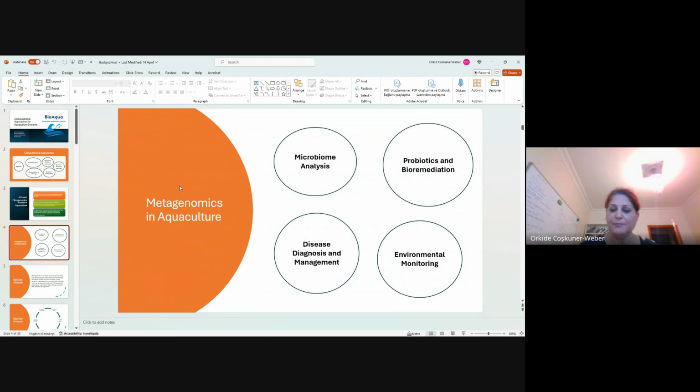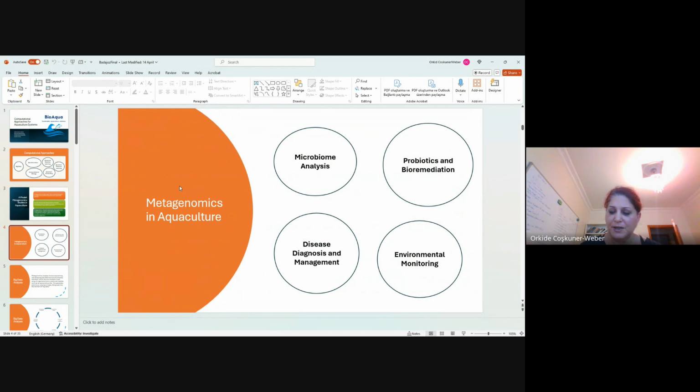Metagenomic studies are important for disease diagnosis and disease management. Namely, metagenomic studies can contribute to the early detection and monitoring of microbial pathogens in aquaculture systems. By analyzing the metagenomics data from diseased organisms or environmental samples, we can identify potential pathogens, assess their virulence behavior, and develop targeted strategies for disease prevention and control in aquaculture operations.